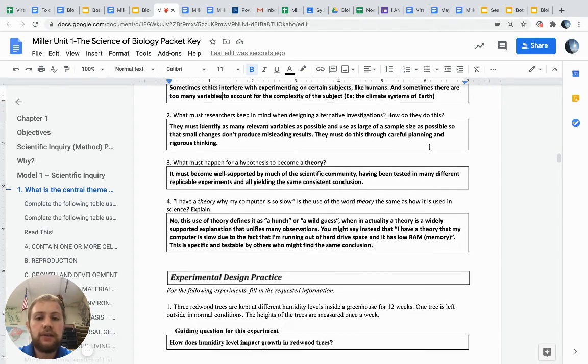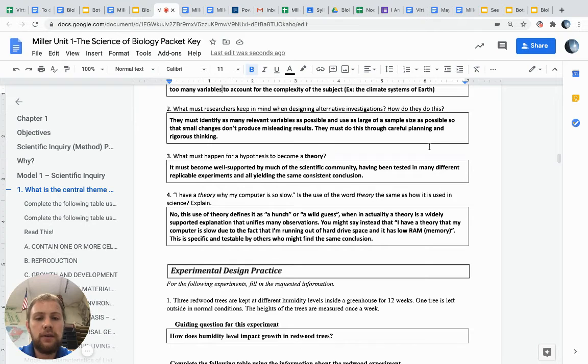So what must researchers keep in mind when designing alternative investigations? And how do they do this? They have to identify and think of as many relevant variables as possible. So they have to try to think of, okay, should I keep temperature the same? Should I keep humidity the same? Should I perhaps keep location the same? They have to keep as many of these variables the same as they can, but sometimes there are just too many of them to keep track of. So they've got to identify as many of them as possible.